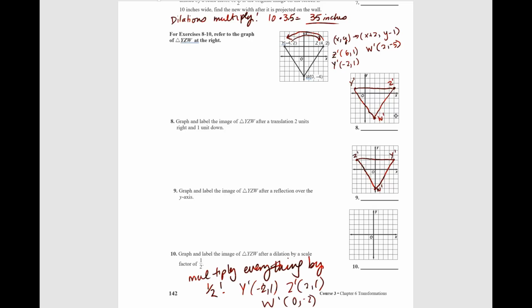And now we're going to graph this. So negative 2, 1, Y prime. 2, 1, Z prime. 0, negative 2, W prime, it should be 1/2 that. Well, y'all get the point. It's supposed to be a nice little line.